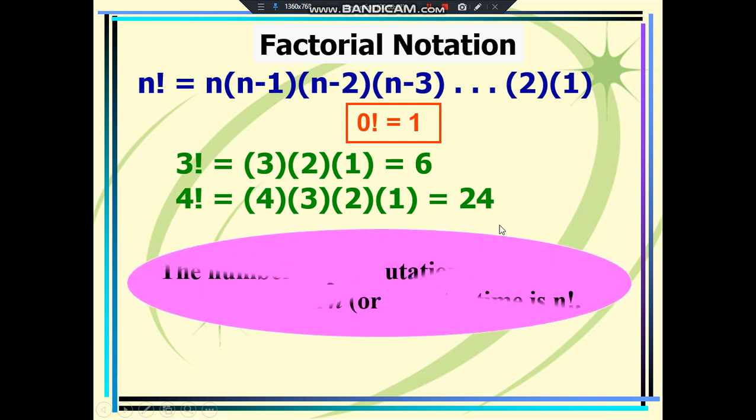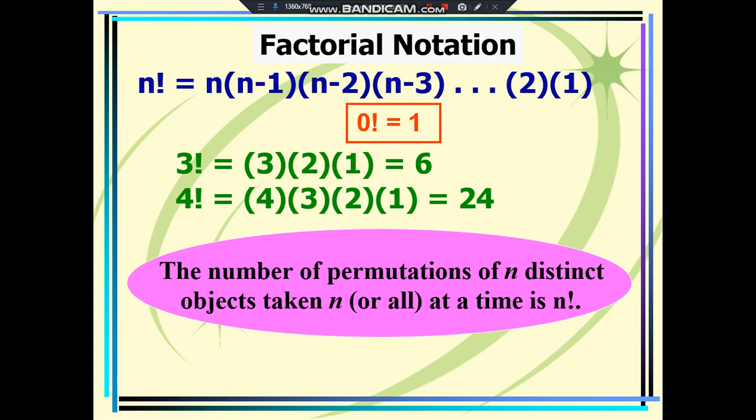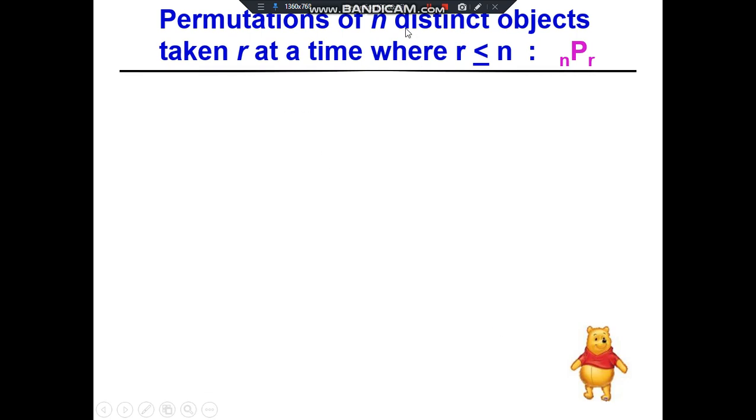So in general, the number of permutations of n distinct objects taken n, or all, at a time is n factorial. In our notation, n distinct objects taken all at a time equals n factorial. How about the permutation of n distinct objects taken r at a time, where r is less than or equal to n? That is nPr.